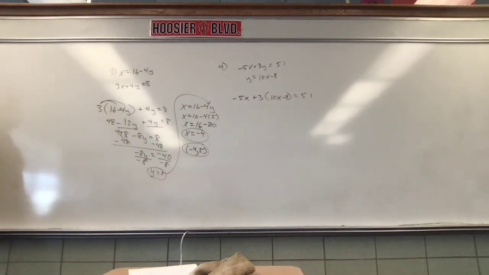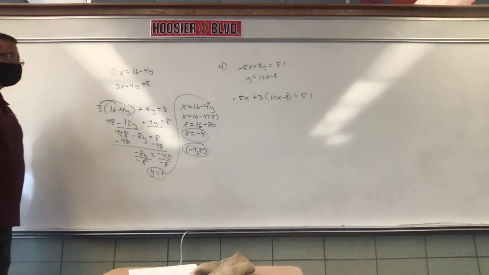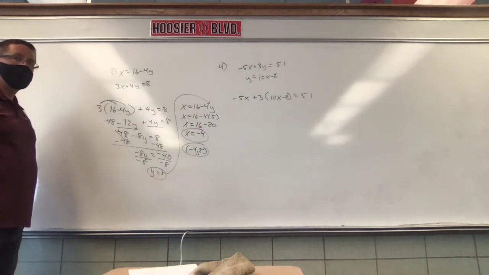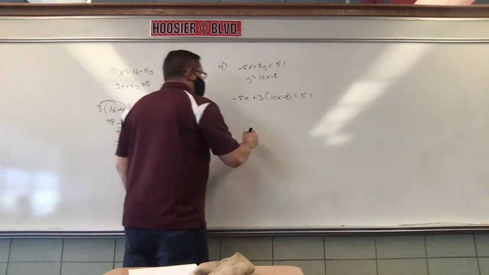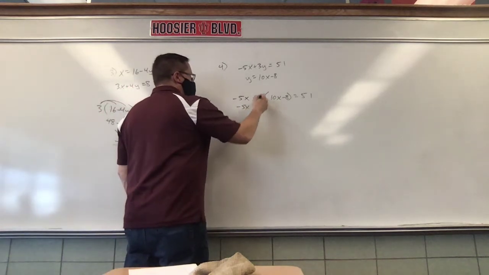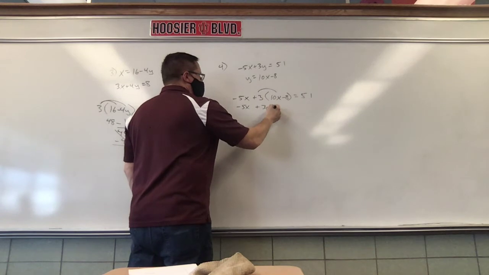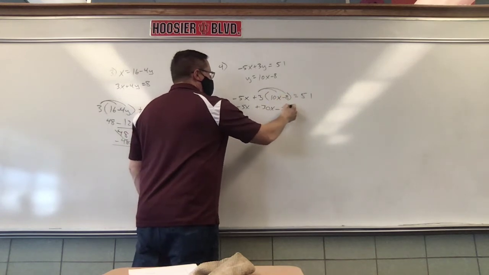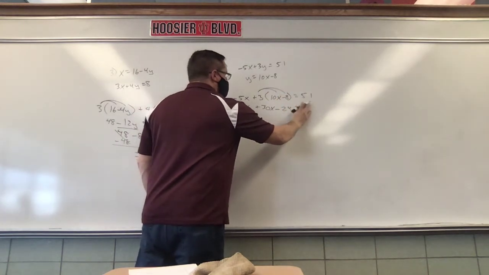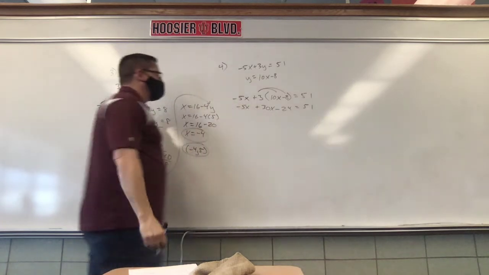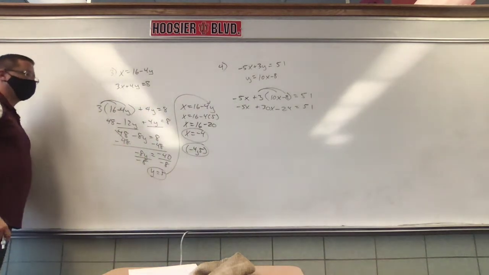We know that y is 10x minus 8, so I rewrote the top equation, but instead of y, I plugged in what y is, 10x minus 8. Now what? Distribute. Distribute what? 3. So negative 5x, 3 times 10 is 30x, 3 times 8 is 24, equals 51. Now what?